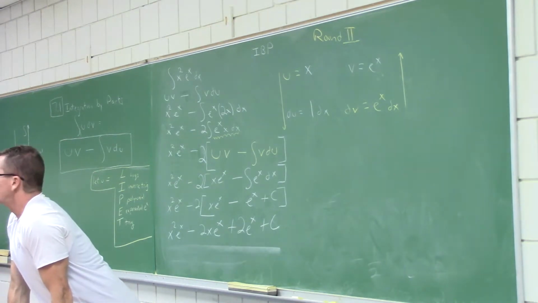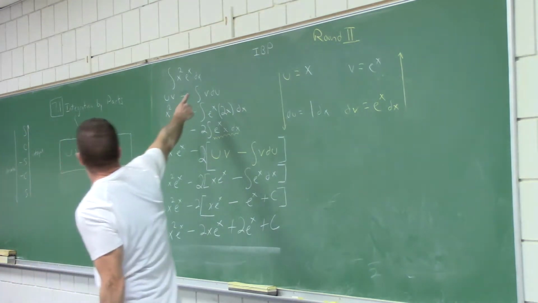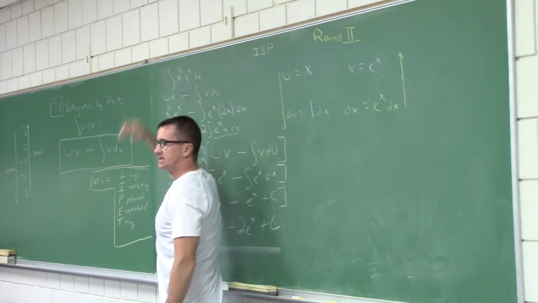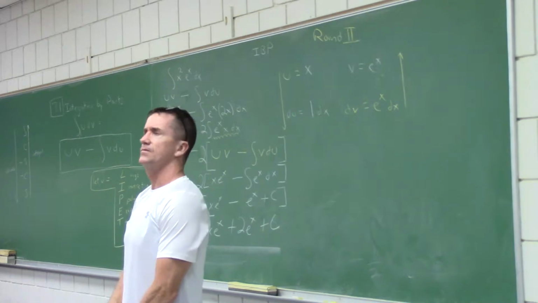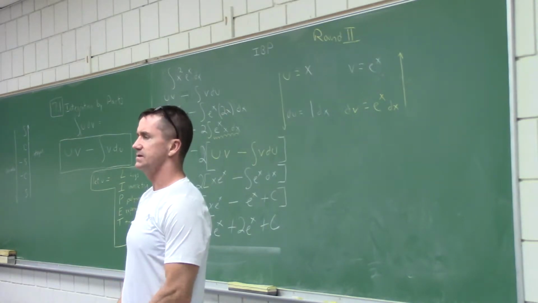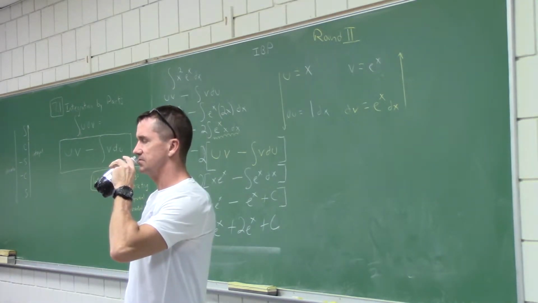They put a reduction formula for this right here, where the x to the n e to the x, and they want you to prove it. But it's a real simple proof. If you wanted to do it, we can do it right now. It's real easy. Not a challenging proof.